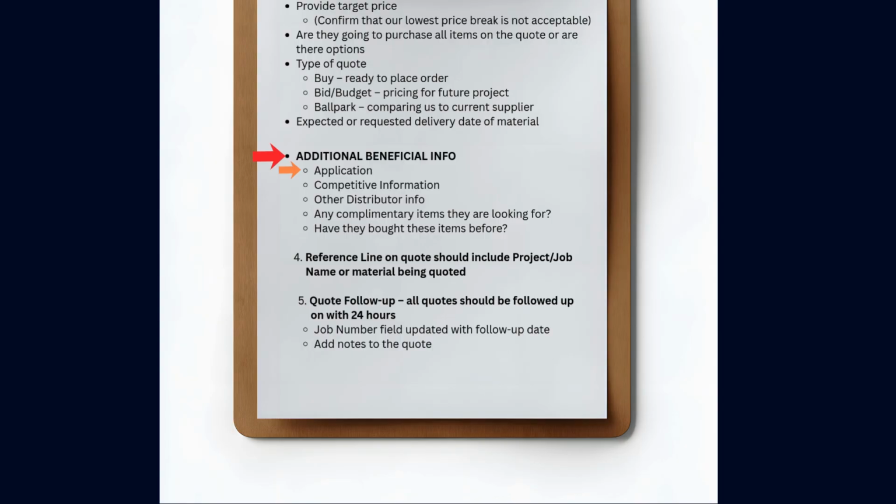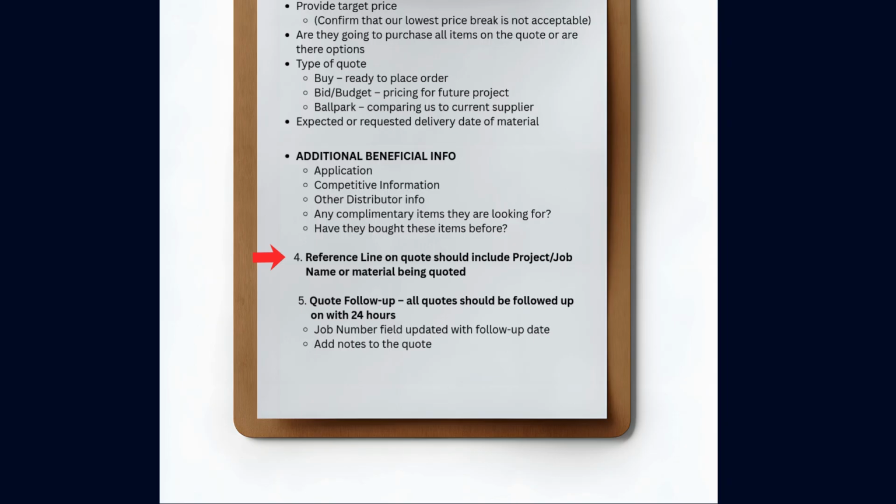This is very important. We need to make sure the customer is getting the right material for the right project. Another would be competitive information. Who are we up against? Is it a price sensitive situation? Another would be other distributor information. Are we in a shared territory with Wilson Art? We need to know this to make sure our pricing is accurate. Any complementary items we can give to the customer. Could it be board, glue? What else can we sell them to go along with this project? And then lastly, have they bought these items before? That way we can check to make sure our pricing is accurate, and we can also get project information from them.